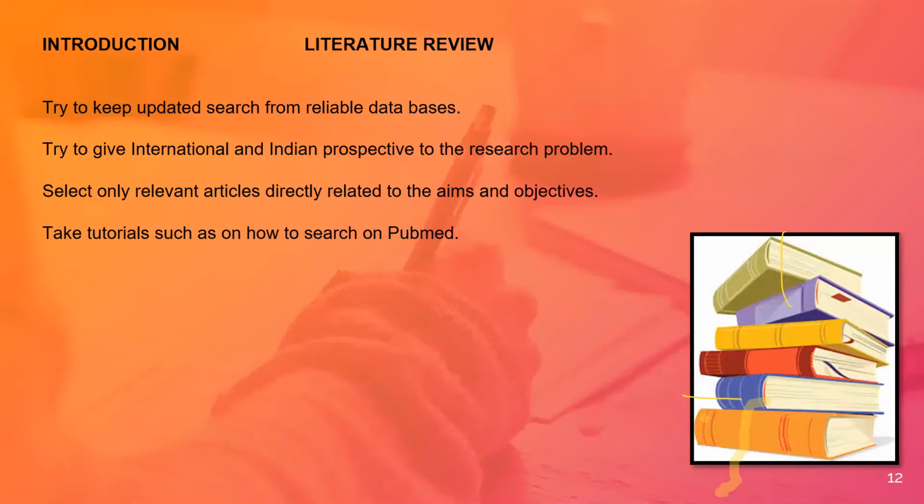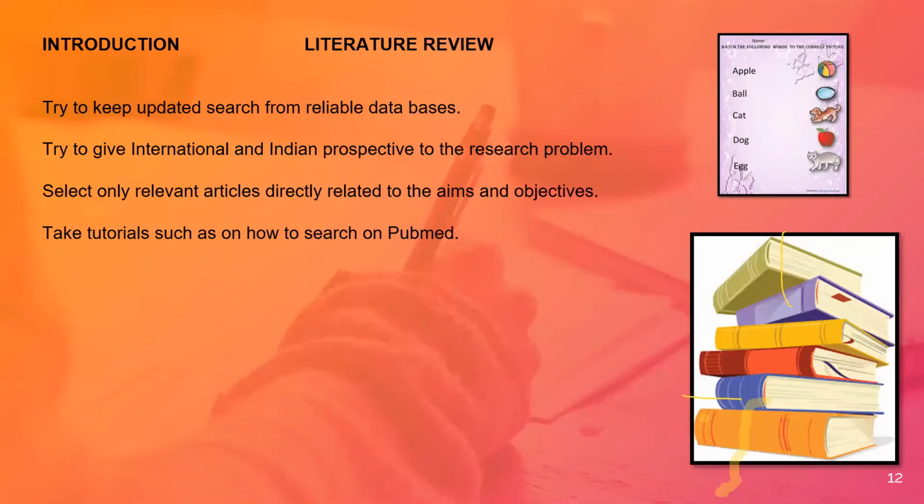Also, select articles only that are relevant to your aims and objectives. There may be a lot of things there, but keep your literature review to what specifically pertains to your objectives. You must take up tutorials, YouTube videos on how to search on PubMed or the other basic scientific databases that we refer to. How do you go ahead and do a literature search? That is what you must do. Once again, if you have done your literature search properly, it will match with your aims and objectives because you would have ensured that only those articles are taken in your review or need of the study and other areas of your introduction.